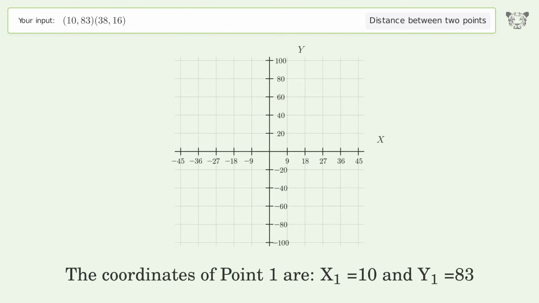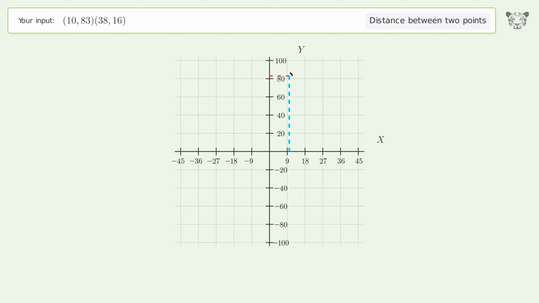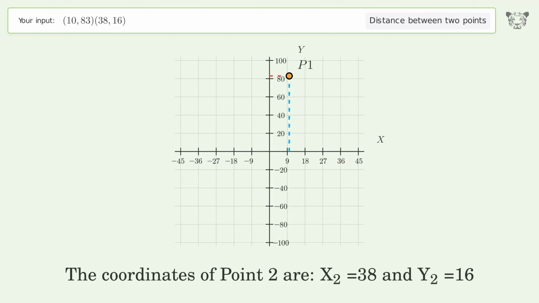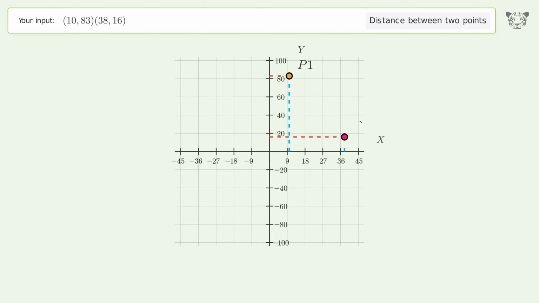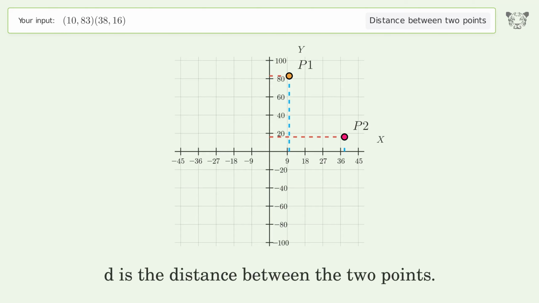Plot the 2 points and calculate the distance using the formula. The coordinates of point 1 are x1 equals 10 and y1 equals 83. The coordinates of point 2 are x2 equals 38 and y2 equals 16. D is the distance between the 2 points.